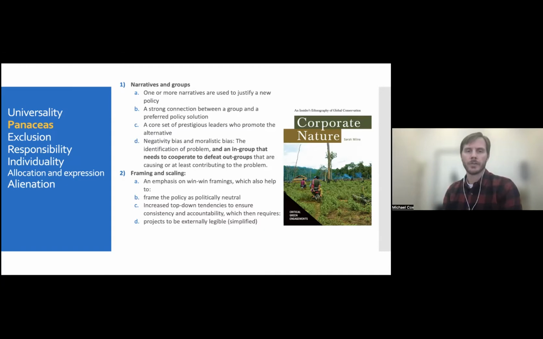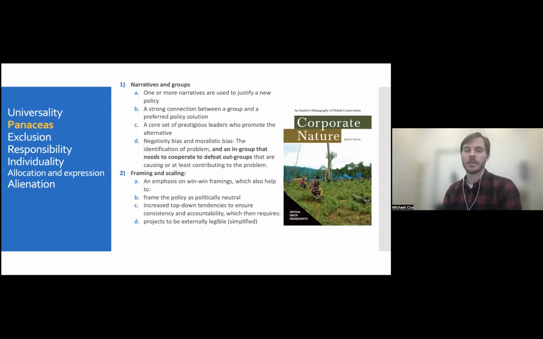Finally, under framing and scaling, there is a desire to scale up the policy, right? That's what a panacea is about. It's about applying things at scale. That's another reason why technical solutions are sought after, because technical solutions scale better. If you can just write something down on paper, it's easy to copy and paste that. It's not easy to copy and paste informal norms and behaviors that are less technical and more political. So the technicality gives it a veneer of scalability as well.